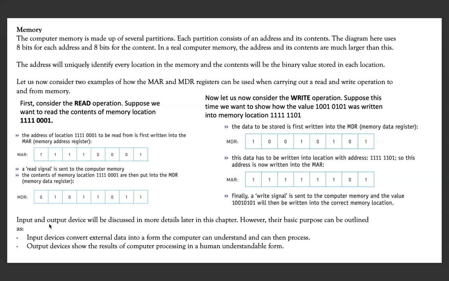Finally, input and output devices will be discussed in more detail later in this chapter. However, their basic principle can be outlined as follows. Input devices convert external data into a form the computer can understand and process. Sorry, I said output devices as well. No, only input devices convert external data into a form the computer can understand and then process.